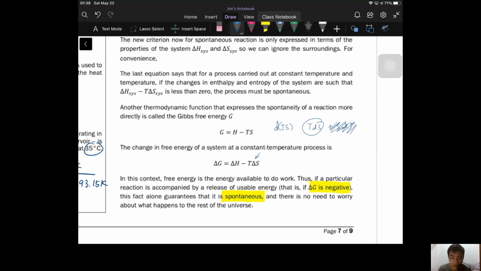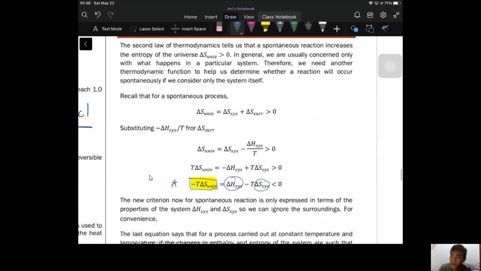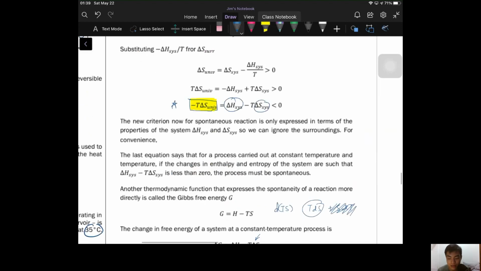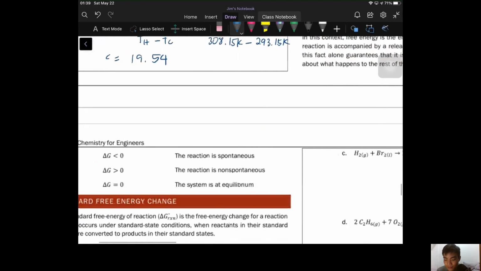Let me ask you again, saan galing yung negative sign? Noong minultiply natin itong equation na to by negative sign, nag-flip yung inequality. So that means this quantity should be less than 0, meaning negative dapat yung value ng delta G para maging spontaneous yung process.